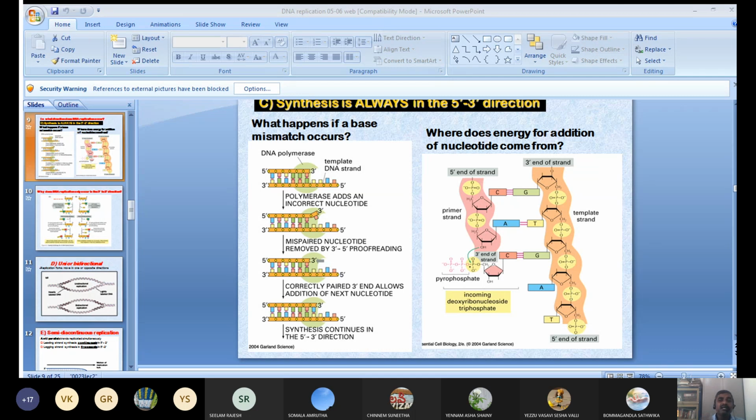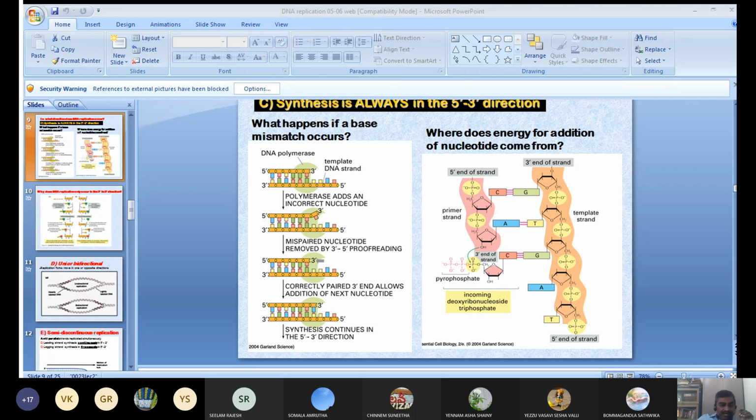Are you clear? So it has the capacity that if any wrong base is incorporated, then automatically it goes back and checks the previous nucleotides, removes some of the nucleotides, and finally it corrects them. It adds the right nucleotide into the chain. So that's why the fidelity of the DNA polymerase is very high. Fidelity means accuracy of the DNA polymerase in its action, which is almost 100%.